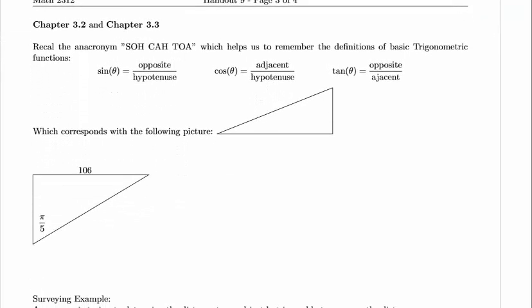So now we move on to chapter 3.2 and 3.3. Just a little bit about right triangles. Again, sine is opposite over hypotenuse, cosine is adjacent over hypotenuse, and tangent is the opposite over the adjacent. And so, just to make sure we all have this picture, there's our theta, here's the adjacent, there's the opposite, and here is the hypotenuse.